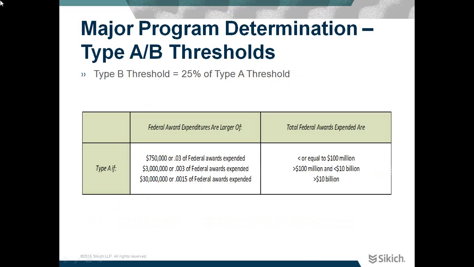This is just a matrix of the Type A and B thresholds. If you're less than or equal to 100 million, your Type A/B threshold would be 750,000 or 0.03 of the federal awards expended. If you're greater than 100 million, less than 10 billion, then your Type A threshold starts at 3 million or 0.003 of federal awards expended. And if you are greater than 10 billion, your Type A threshold is 30 million or 0.015 of federal awards expended.